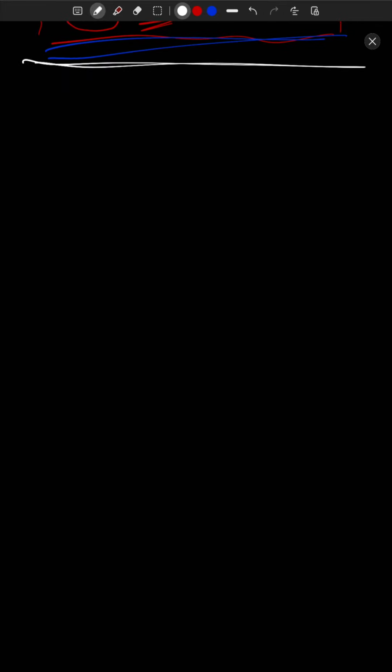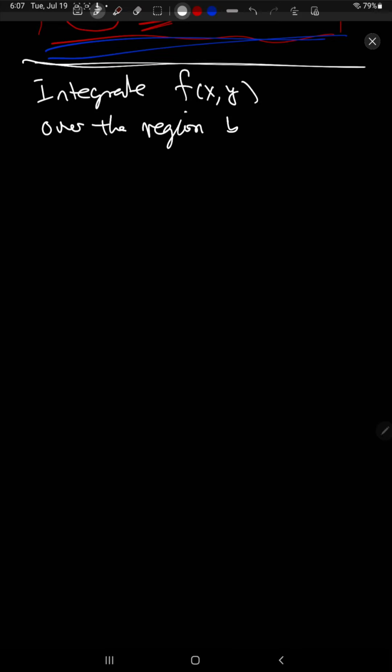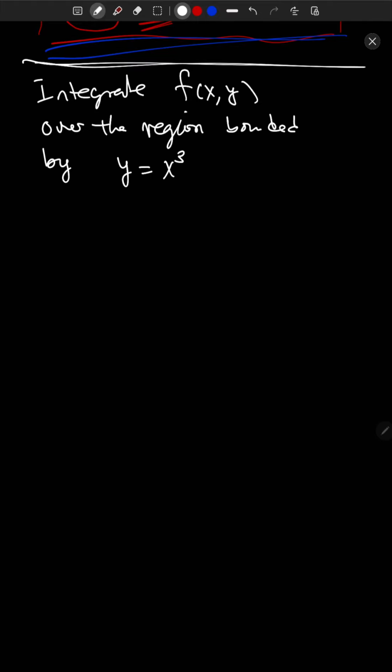So let's integrate f of x comma y. And this time I'm not even going to bother writing down the function. Like we said, the key is to set up the integral, and the rest of it is just brutal integration calculation. So let's just set this up. Integrate f of x comma y over the region bounded by, let's say, y equals x cubed and y equals 8x squared.